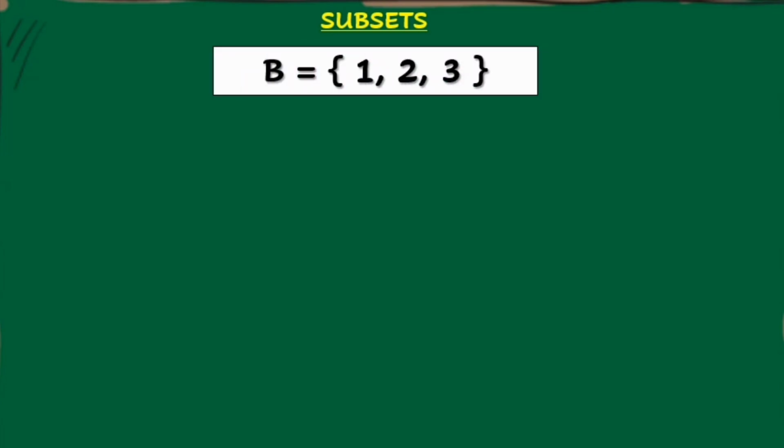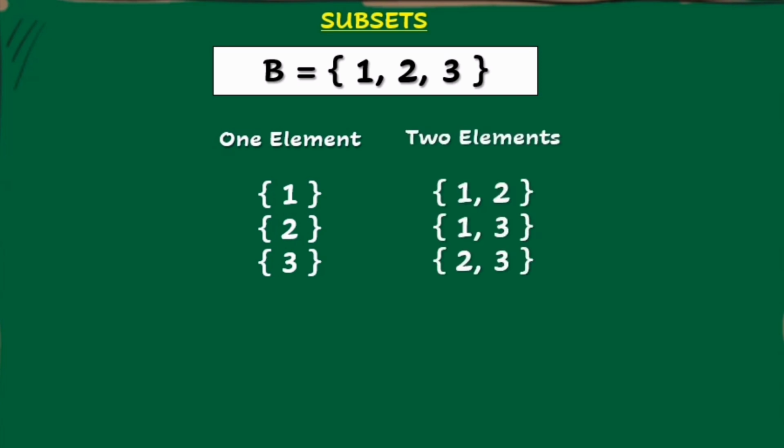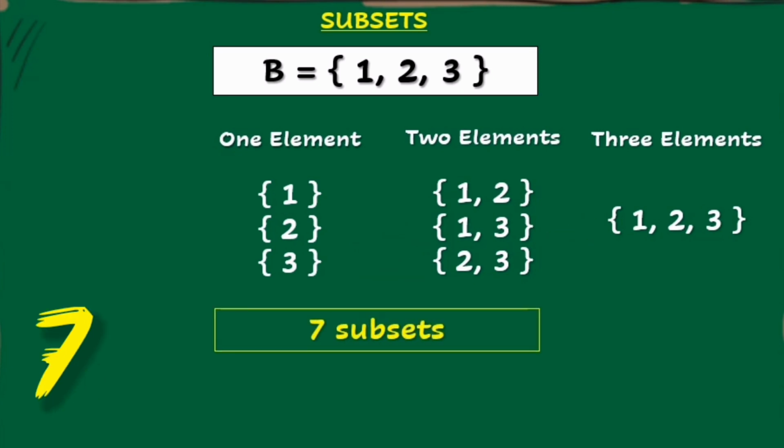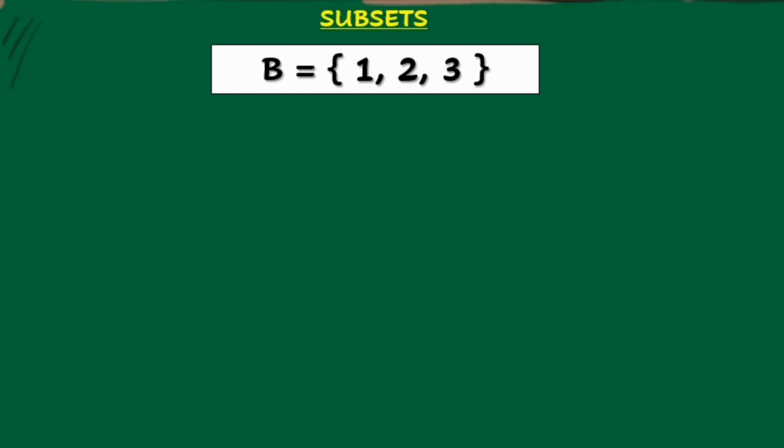Here are the possible subsets of set B: the subsets with one element, the subsets with two elements, and the subset with three elements. If we count all the subsets we made, there are 1, 2, 3, 4, 5, 6, 7. 7 subsets. But there is a formula that we can use to solve the number of subsets that can be formed out of the given set.